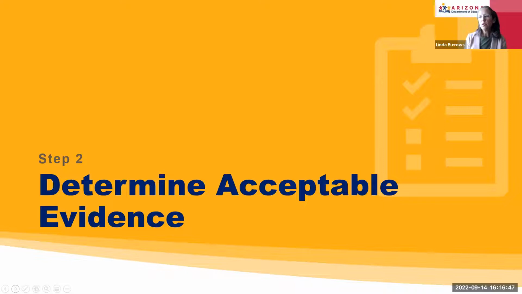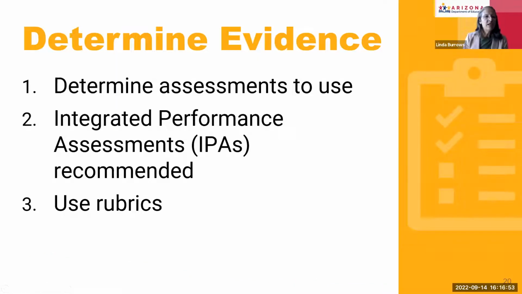So now step 2 is determining acceptable evidence. When we determine acceptable evidence, this really is what should be the evidence. We determine what assessments will be given to show the evidence that the students have understood and achieved the learning outcomes of the unit. So a summative integrated performance assessment, or IPA, scored with rubrics is really what we recommend, as an IPA does encompass really all authentic cultural resources. It encompasses performance tasks across all of our modes of communication.